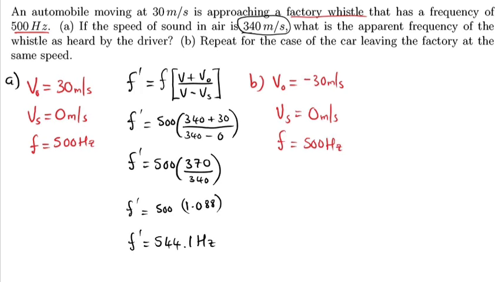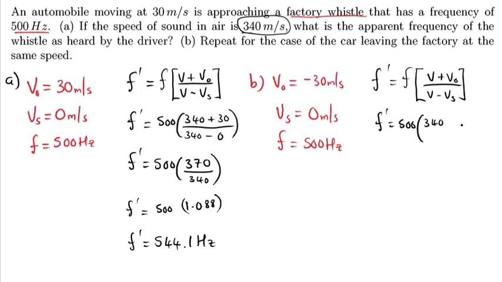So let's find the apparent frequency. So the formula will change in this way. We'll say apparent frequency is equal to f, open bracket. Since v is negative, you can just say v plus v sub o divided by v minus v sub s. Then we substitute. So here we have 500, open bracket, 340. So the velocity of the observer now is negative 30 divided by 340 minus 0.